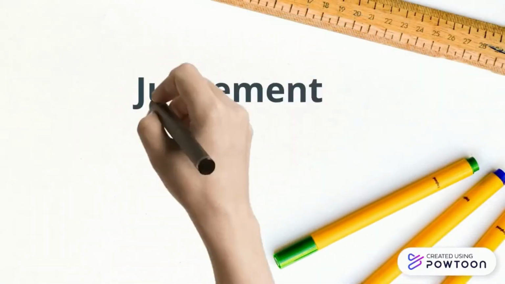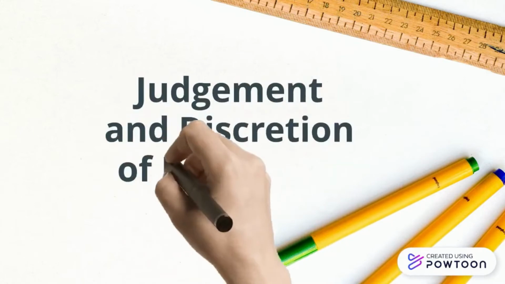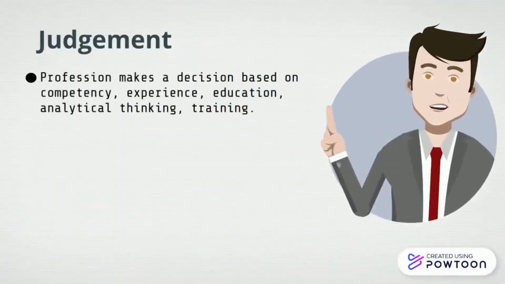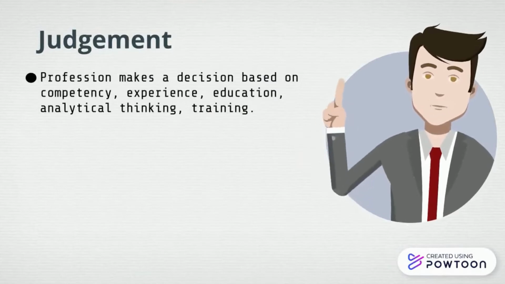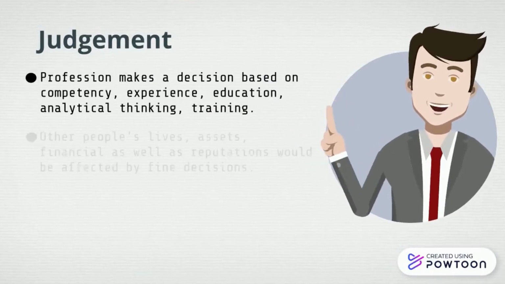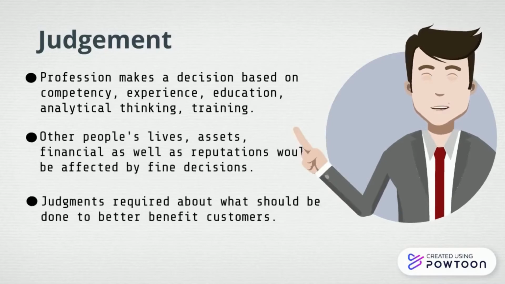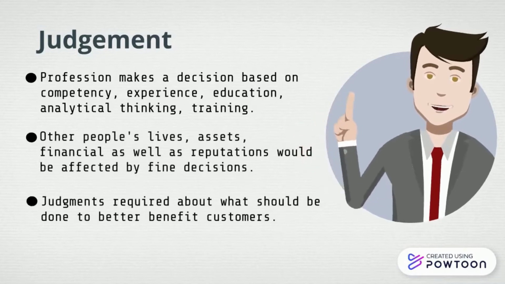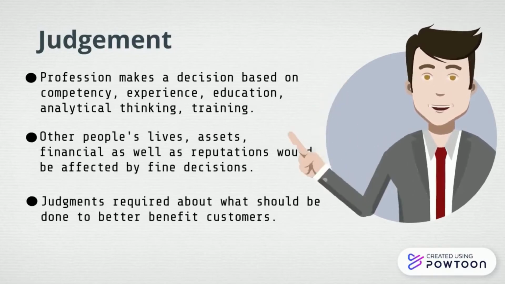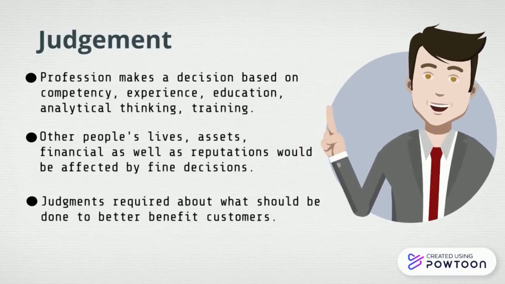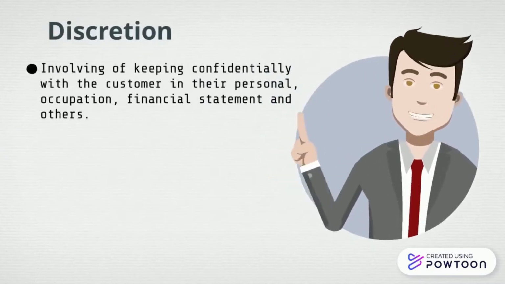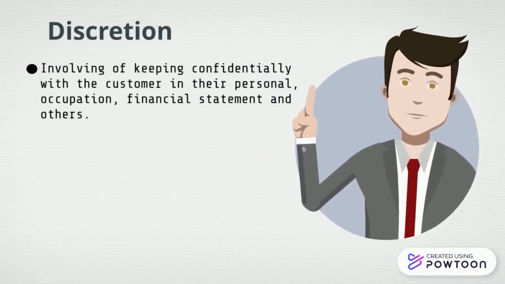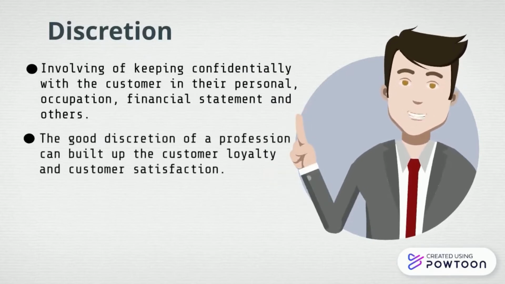Judgment and discretion of a profession. The meaning of judgment is that a professional makes decisions based on competency, experience, education, analytical thinking, training, and other contributing factors. Discretion involves keeping confidentiality with customers in their personal, occupational, financial statements, and others.